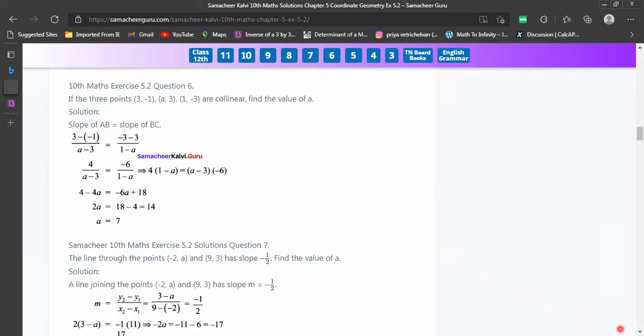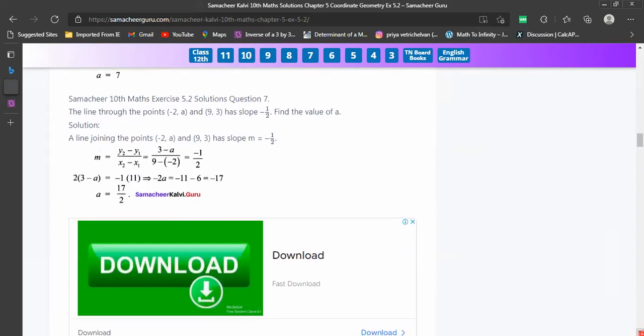The next question. The line joining the points minus 2 comma a and 9 comma 3 has slope minus 1 upon 2. Find the value of a. So they gave you 2 points and they gave you the slope value also, and they are asking us to find the unknown value of a.